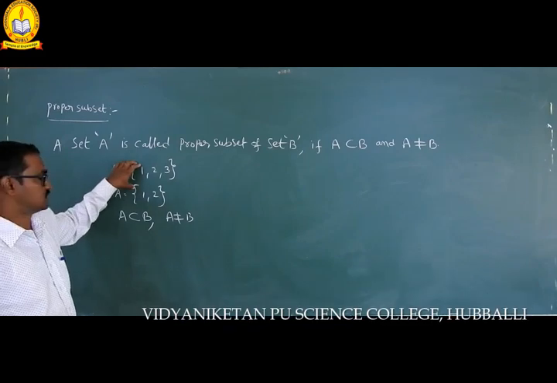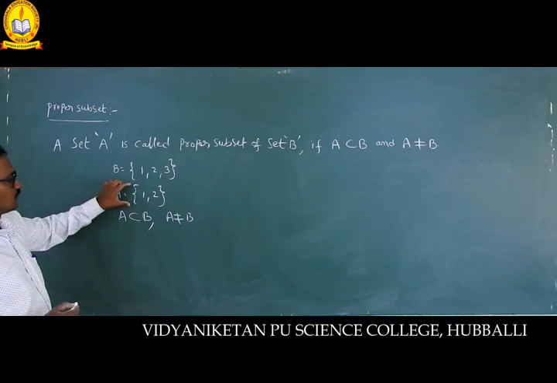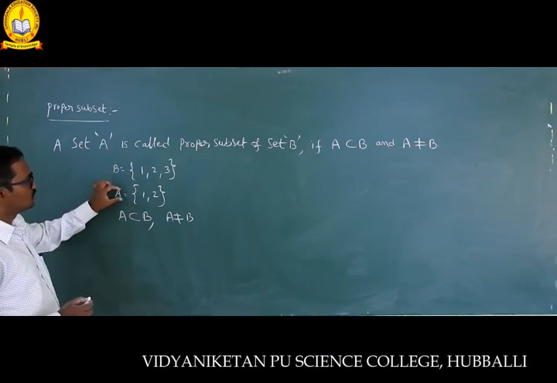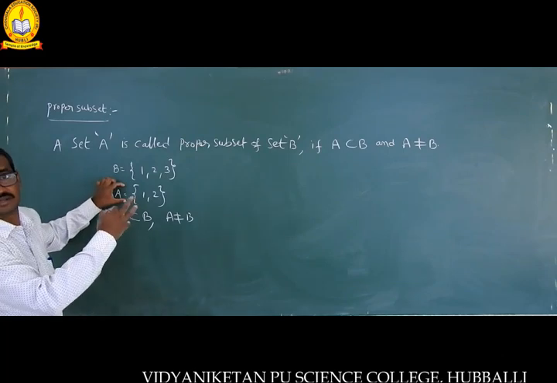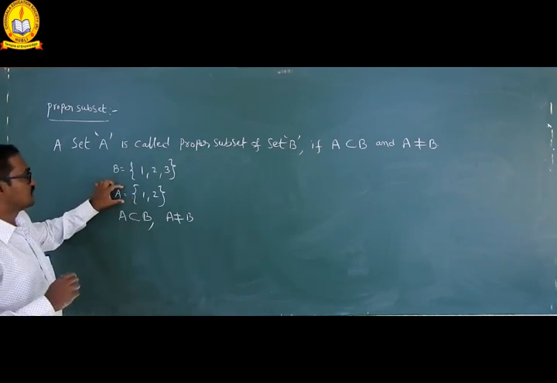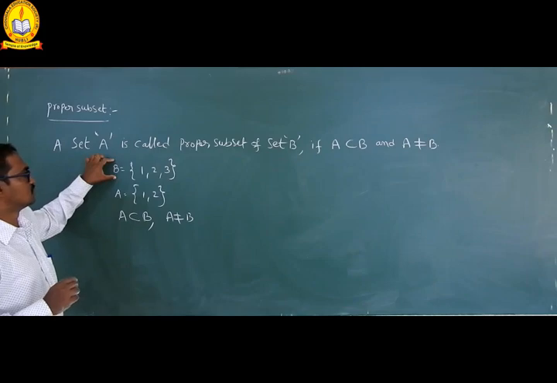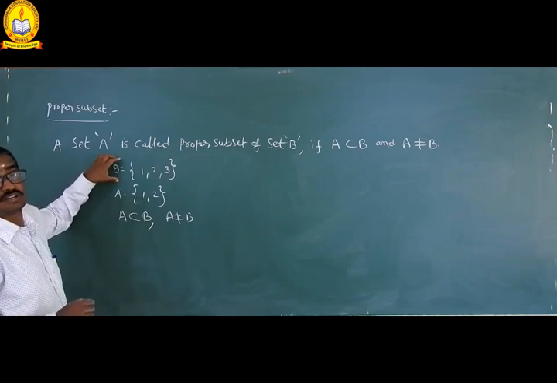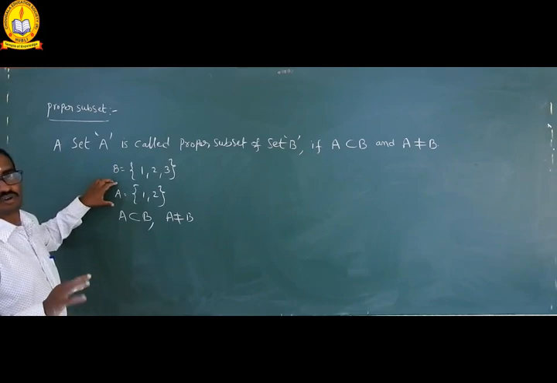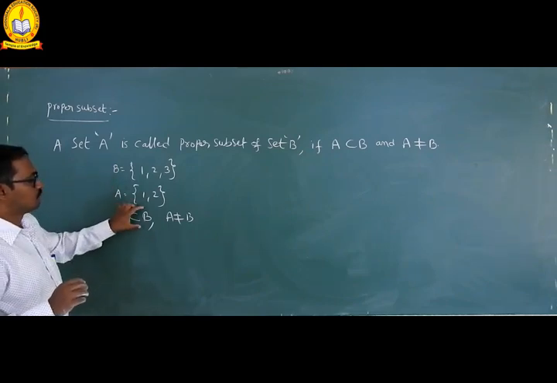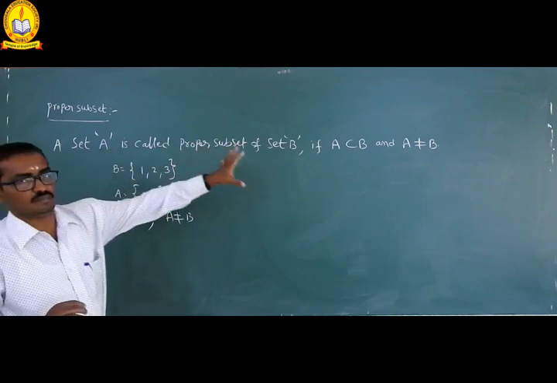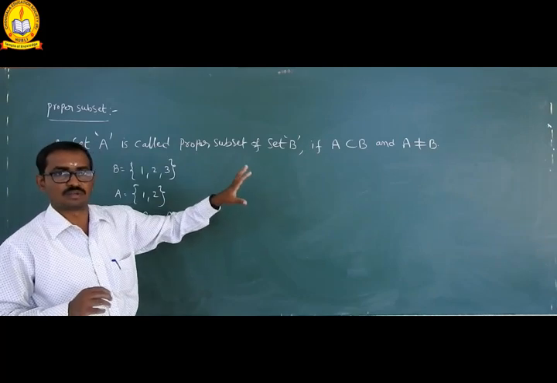Once again, see set A is {1, 2}, set B is {1, 2, 3}. Set A is a subset of set B because every element of set A is in set B. Second, set A is not equal to set B because set B has one extra element, 3. The number of distinct elements in B is 3, in A is 2. Both are not equal sets. That's why set A is a subset of B and set A is not equal to set B, so set A is a proper subset of set B. This is the definition for a proper subset.